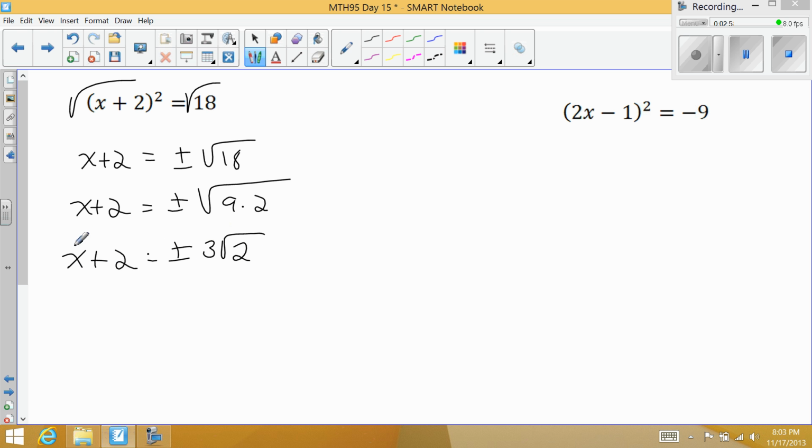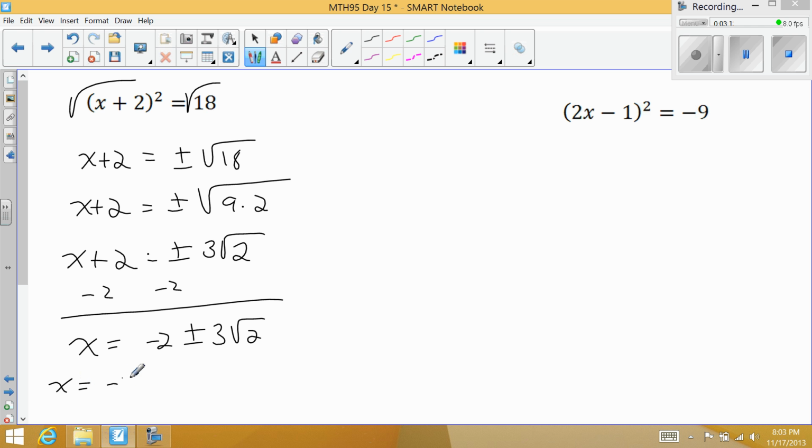And then to get the x isolated, we can subtract the 2 from both sides. And this will give us x equals negative 2 plus or minus 3 square root 2. Or you could also write this in a long notation, negative 2 plus 3 square root 2, and negative 2 subtract 3 square root 2. Okay, do you want to try the next one?